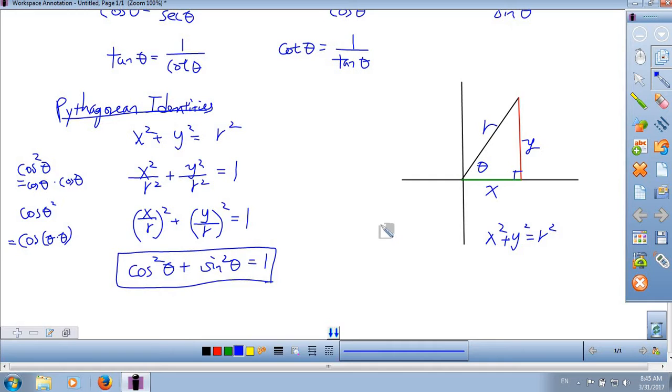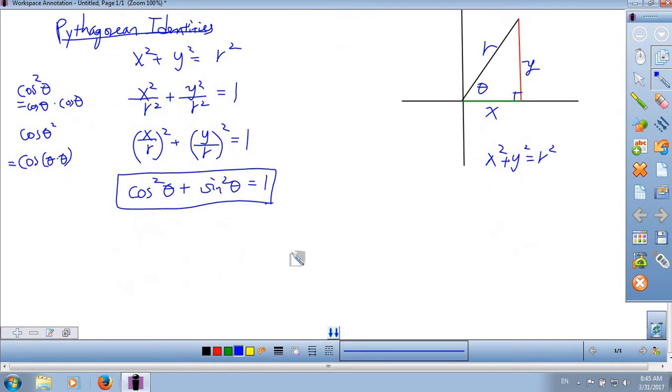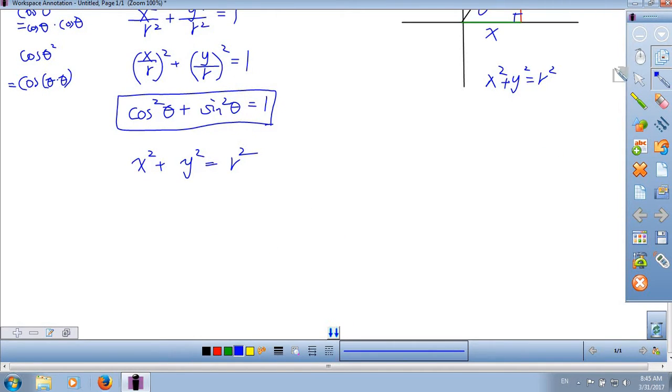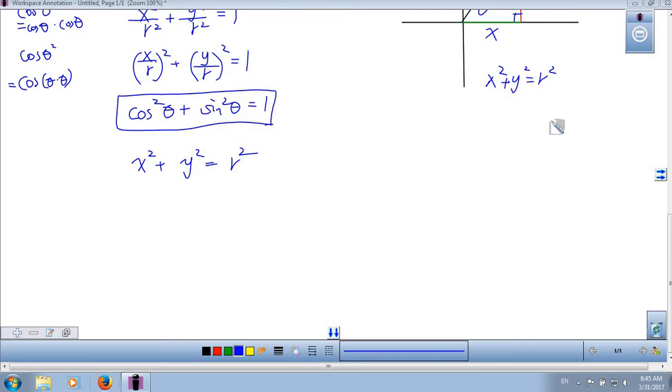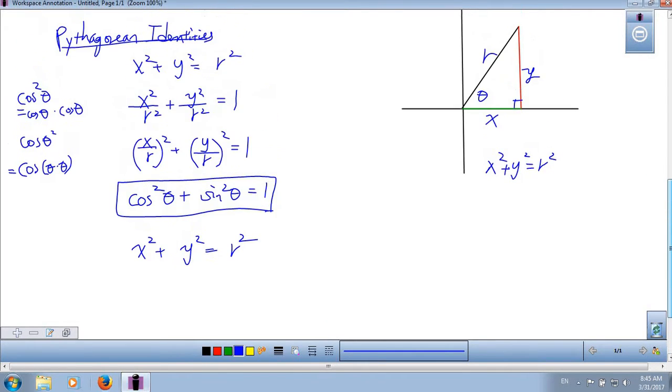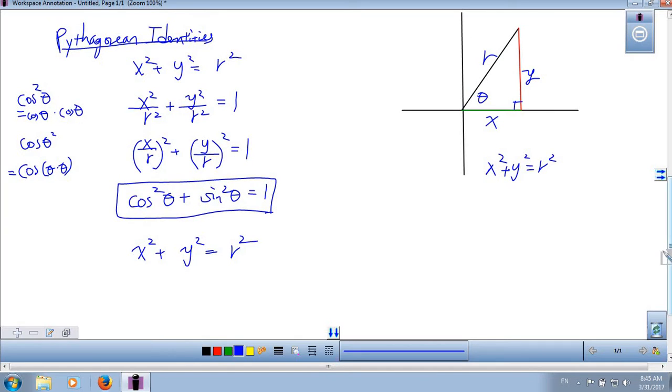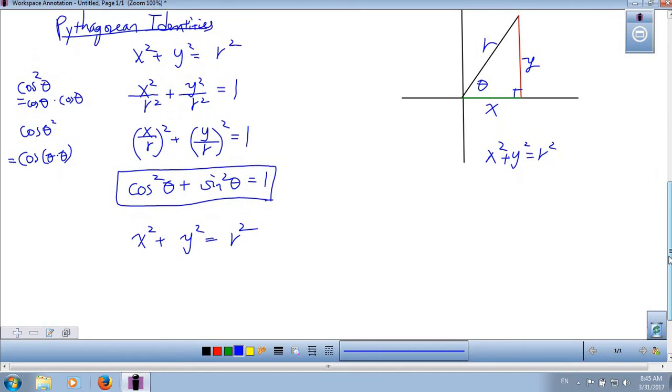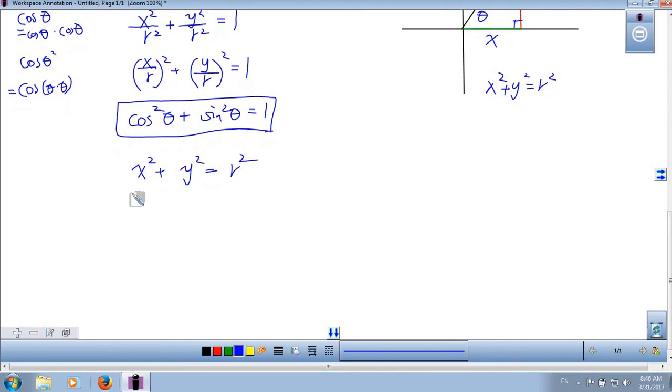There are 3 sets of Pythagorean relationships. So let's go ahead and show you this second one. Let's start with the Pythagorean identity again. So x squared plus y squared equals r squared, which comes from this right triangle. Let me pull back up just so you can see again. It comes from this right triangle, the relationship between the x side, the y side, and the r side.